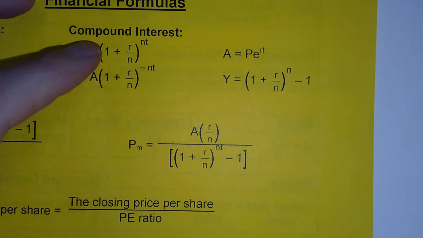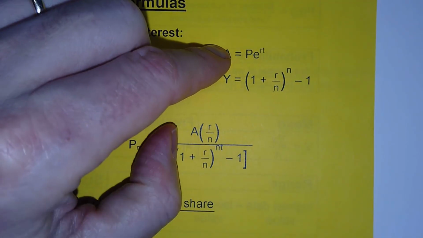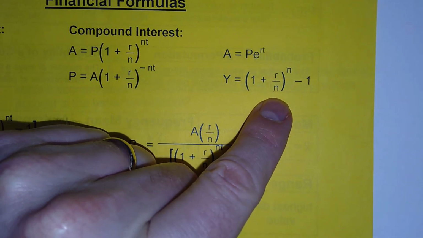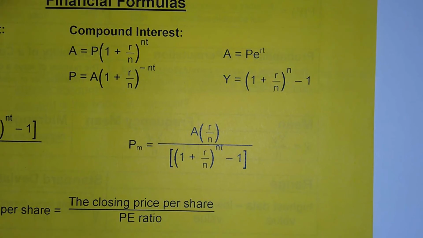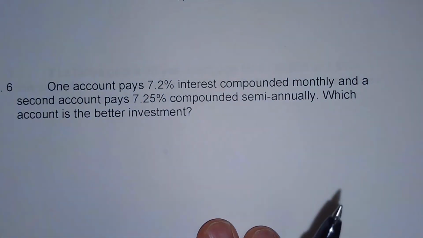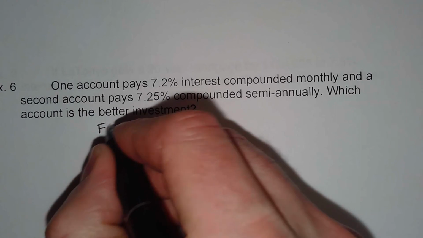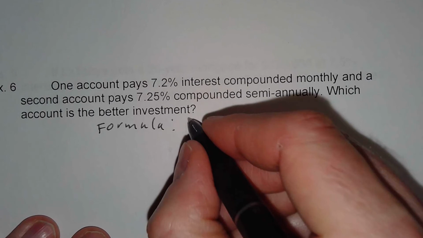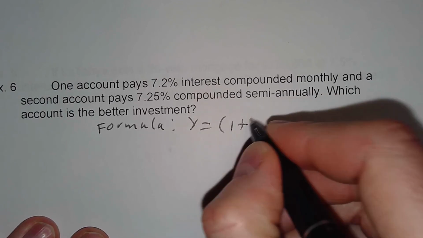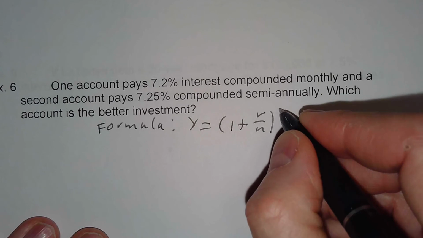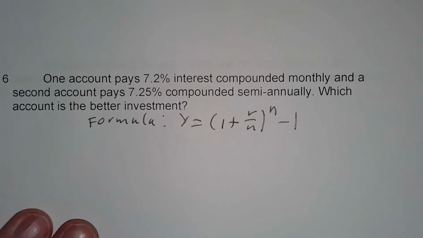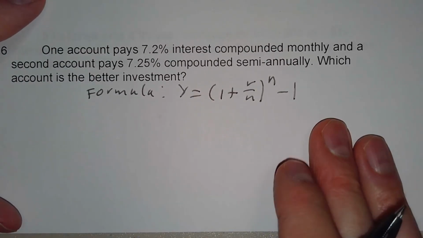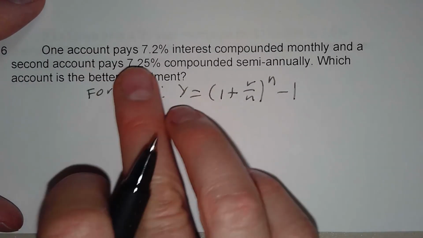So that's going to eliminate these two formulas as well as this one. This is the only one that we can apply here because all we have is the rate and the compoundings. So our formula we want to use here, and we'll have to use it twice, is 1 plus r over n raised to the n, minus 1. And again, it's got to be the formula by default because it's the one that we have enough information to plug into.